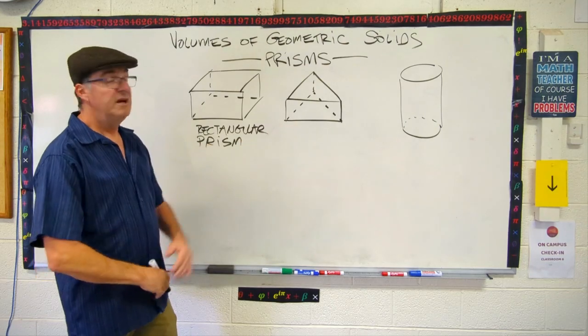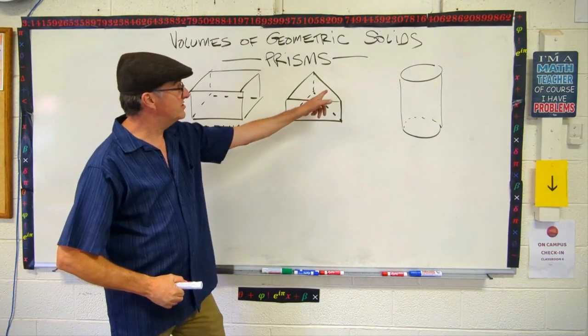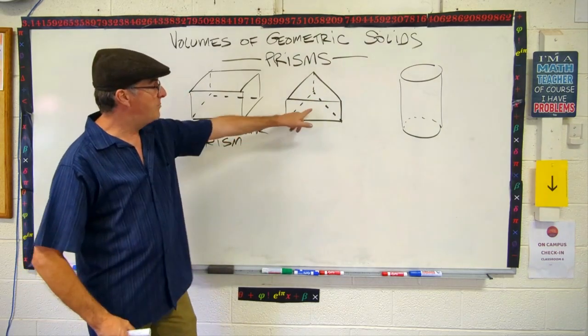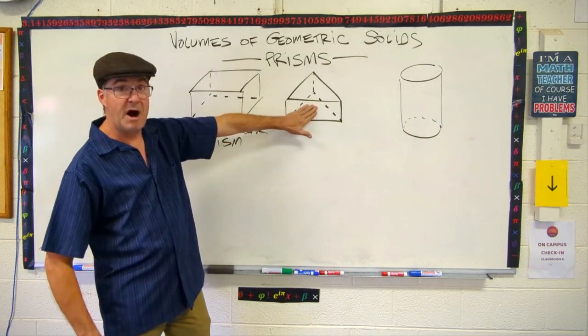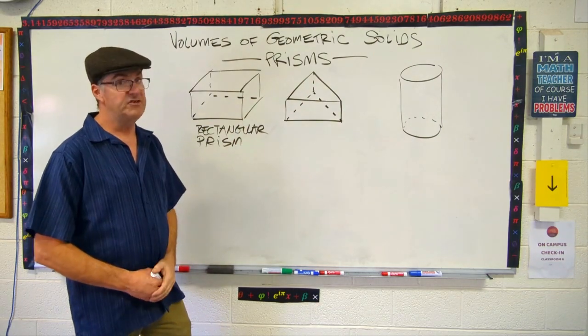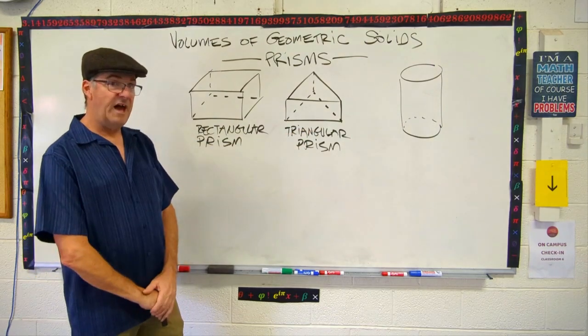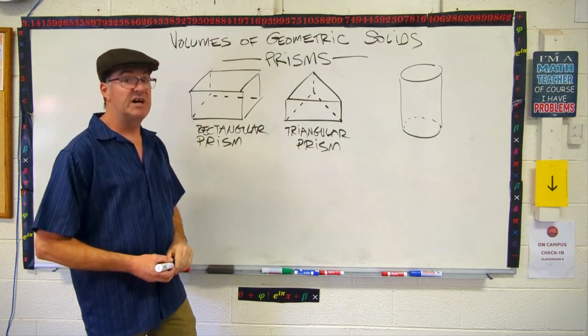Now this next one is called a triangular prism. Now notice the faces are still rectangles, but now the bases are triangles. We have a flat bottom that's a triangle, and we have a top that's a triangle. So this one's called a triangular prism. All right, tell me what that one's called. We call this a cylinder.